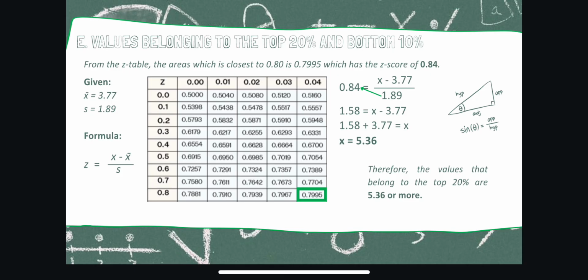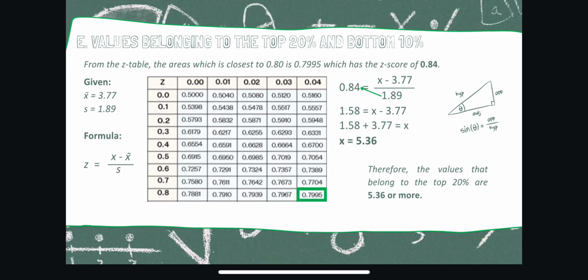The top 20% refers to the students who spend more time on social media compared to most of the respondents, while the bottom 10% refers to the students who spend the least amount of time.